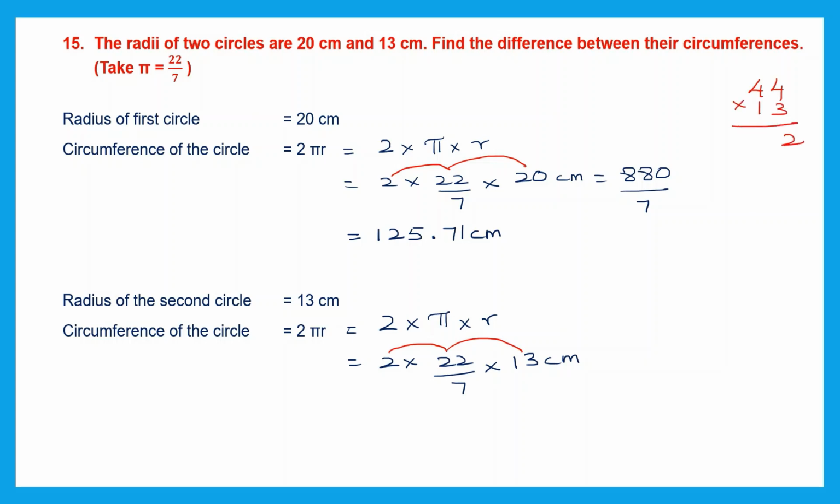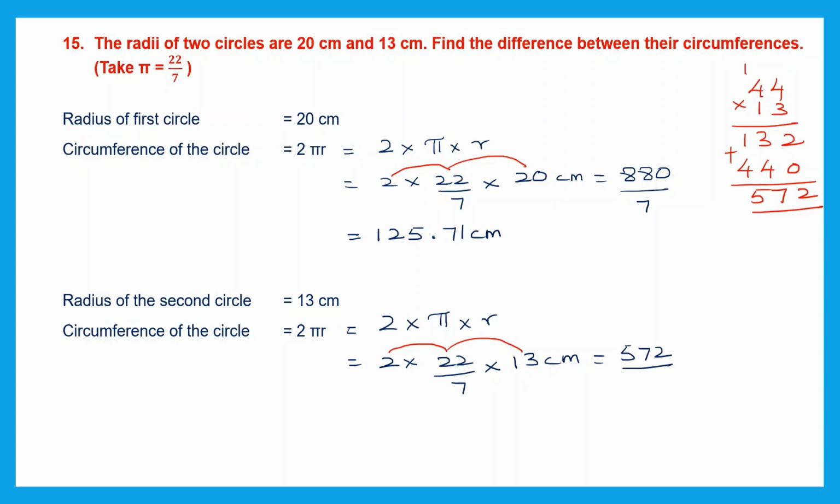3 fours are 12, carry 1. 3 fours are 12 plus 1, 13. Then 1 four is 4, 1 four is 4, plus 1, so 2, then 3 plus 4 is 7. 1 plus 4 is 5. I've got 572.